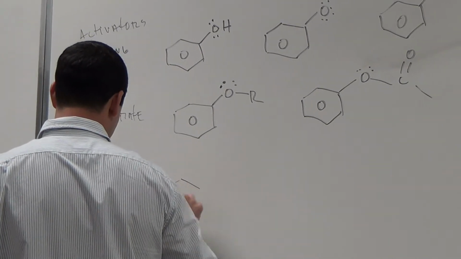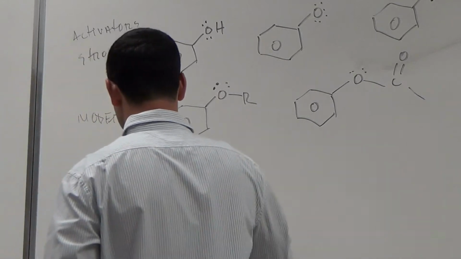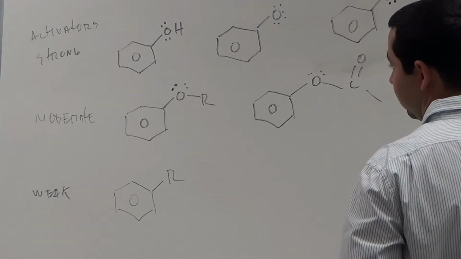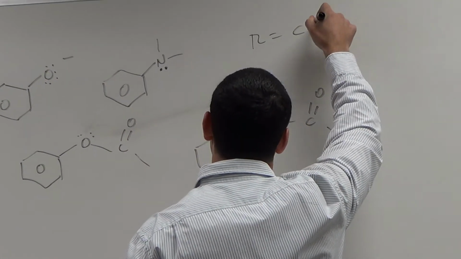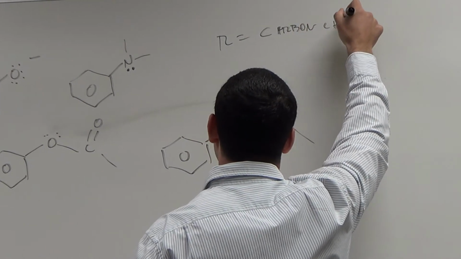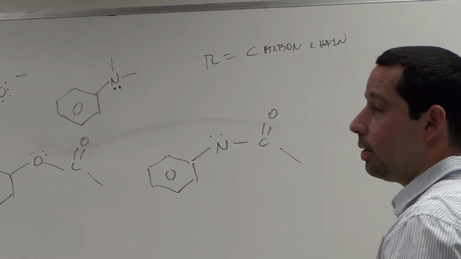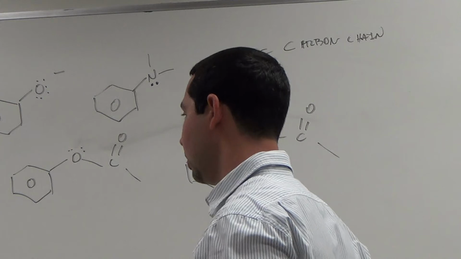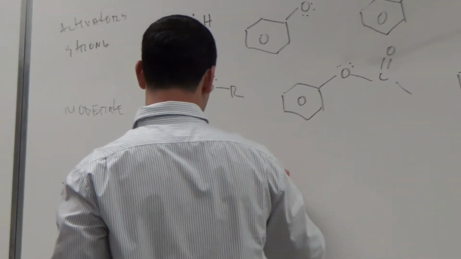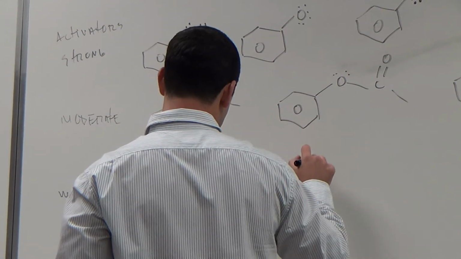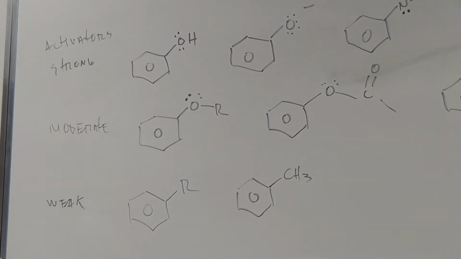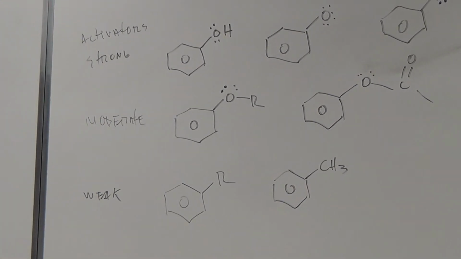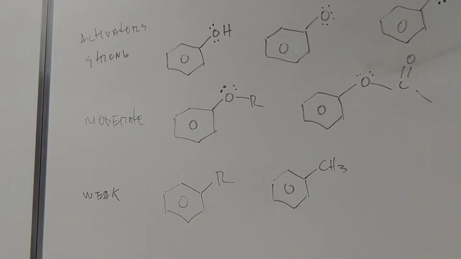Weak are those where an R is a carbon chain. This one here, I didn't write an R because they could be H's or they could be R's, doesn't matter. An example of this is a methyl group. You should have known those from before, that should not be new to you. La Vista, did you know that from before?